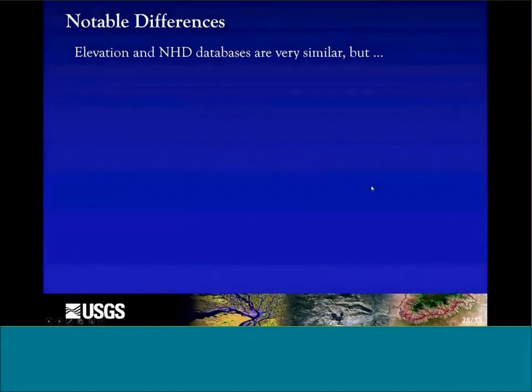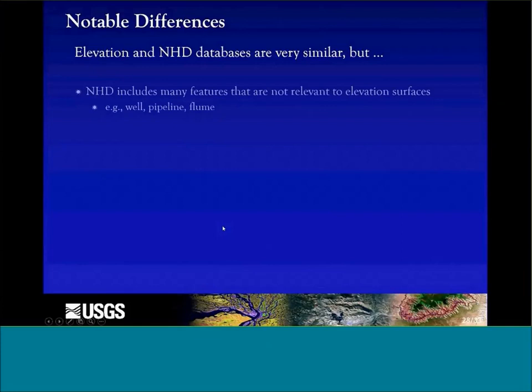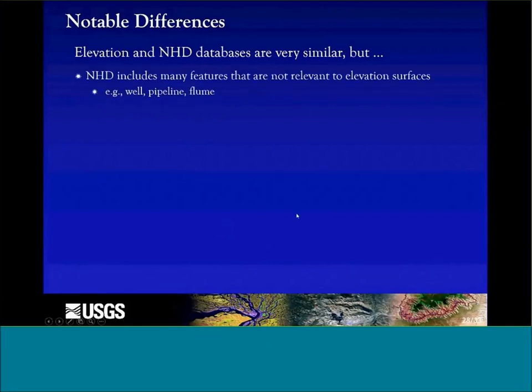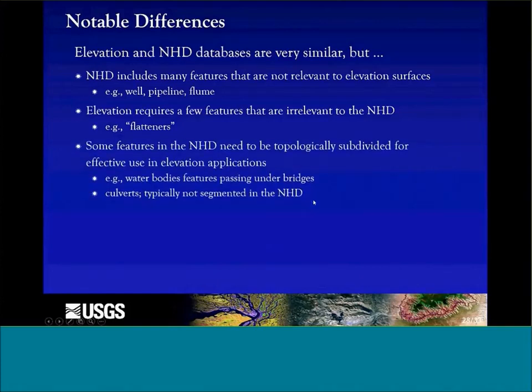Now, there's a tremendous, just huge amount of similarity, but there are a few little differences that are kind of important. Again, the NHD has features that elevation doesn't need: wells, pipelines, flumes. Elevation has some things that are utterly irrelevant to the NHD. I'm going to show an example of what we call a flattener. And then there are some topological differences between how the NHD uses a water body and how elevation needs to use it. Features that pass under bridges and culverts are a particular problem child.